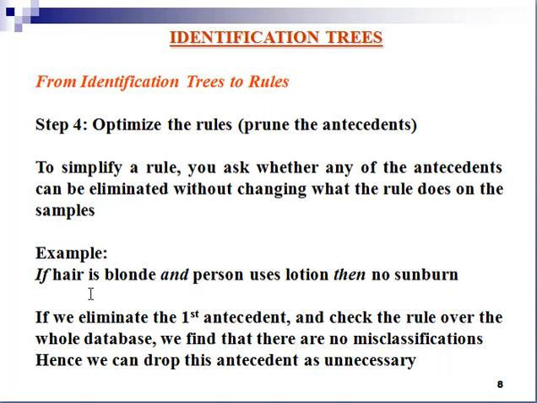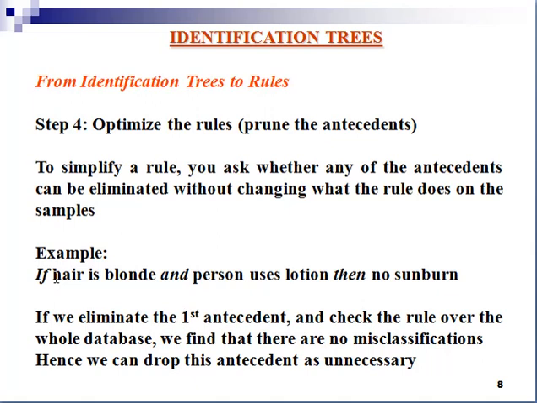So the first antecedent here is if hair color is blonde, and the second antecedent here is person uses lotion. So if I remove this antecedent, hair color is blonde, and I only use this antecedent which says that person uses lotion, then I will see that only this antecedent is resulting in a correct classification. So it simply means that I don't need this antecedent because it is increasing my computation cost but having no impact on the resultant category. And if I remove this one, I will have no misclassification.